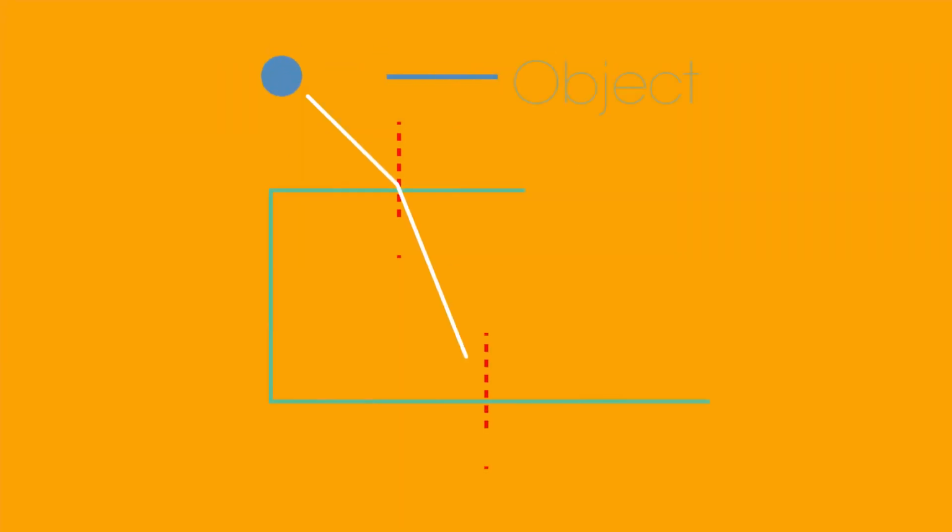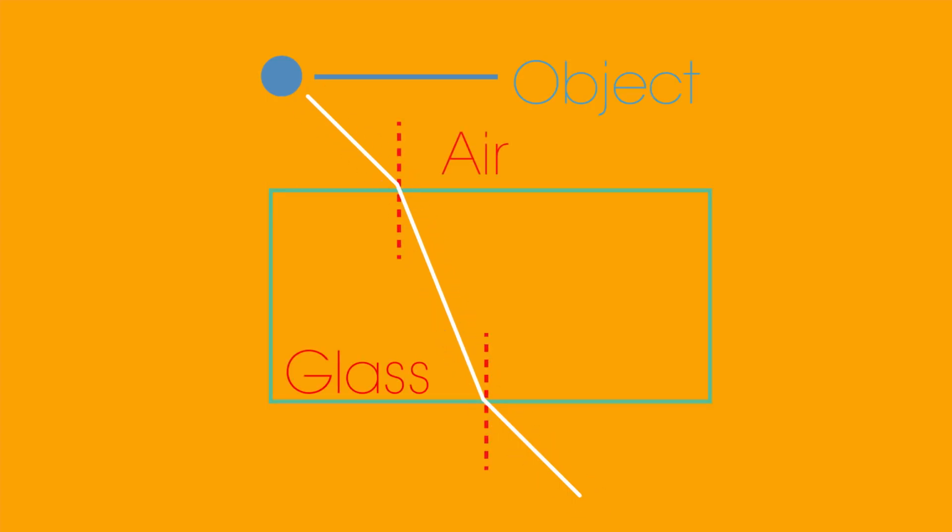When sound and light waves pass across a boundary between two substances, like air and glass, they change speed. This is because the substances have different densities. The change in speed causes the waves to change direction, which is known as refraction.